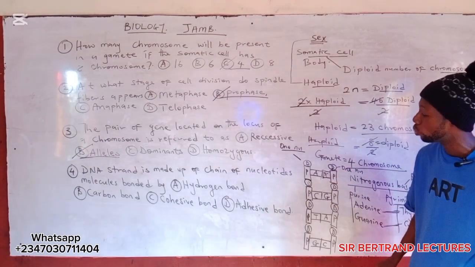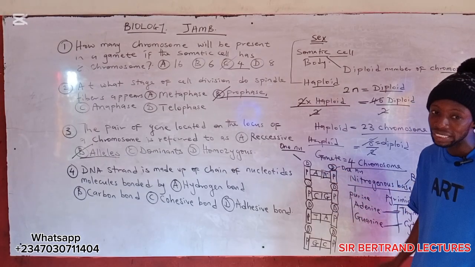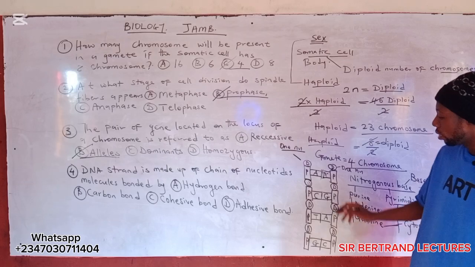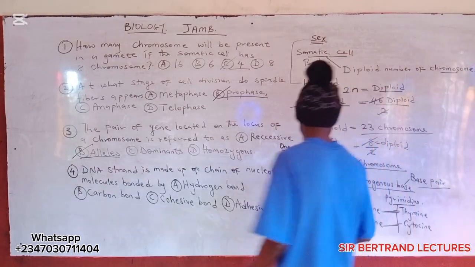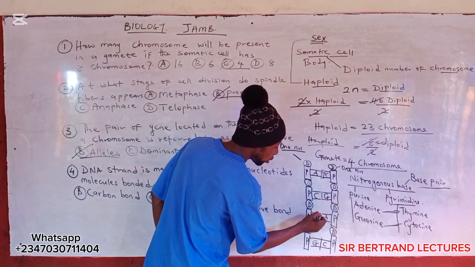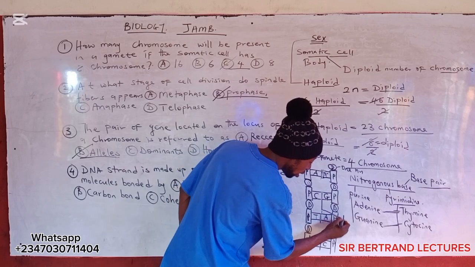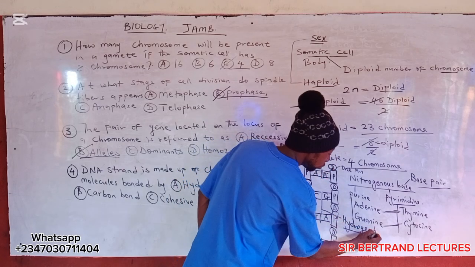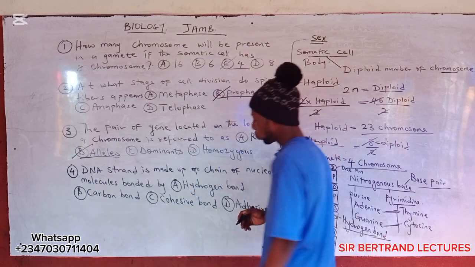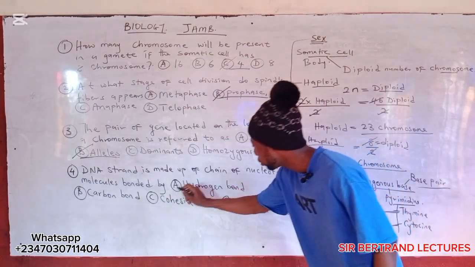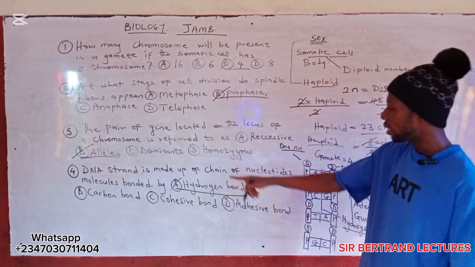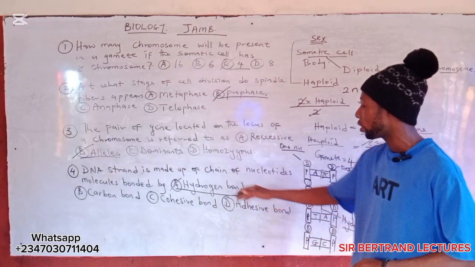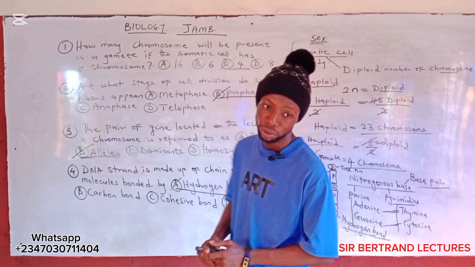By which bond? The name of the bond is hydrogen bond. Don't ever forget for any reason. This is very important for your exam. So the bond that binds these together here is known as what? Hydrogen bond. The answer to the question, option A, is hydrogen bond, which is the answer. Carbon bond, cohesive bond, and adhesive bond. The answer to the question here is hydrogen bond.